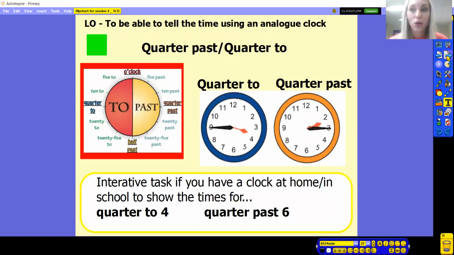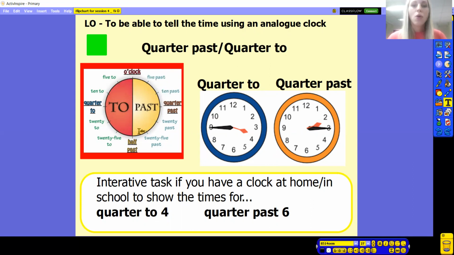Okay, now green work today is where it gets really tricky because we're going to be doing quarter to and quarter past. And now what you need to know for this is that when we're using the analog clock, it actually has 2 sides to it. So the first side, because we know that the minute and hour hand goes clockwise, so it goes this way around the clock. The first side, the first half, is called past. Okay, and that stops at 6. And the second half, so this side, is called the to side of the clock.